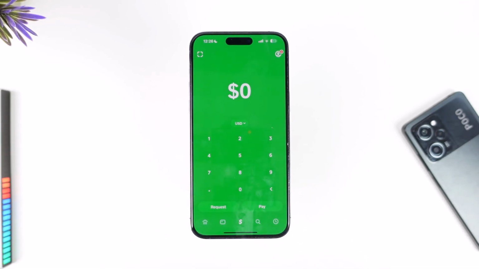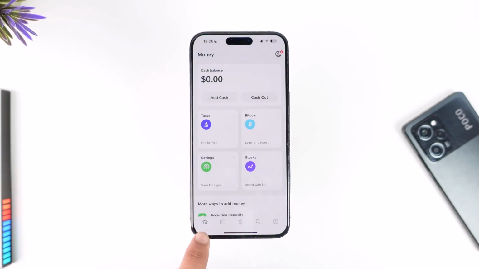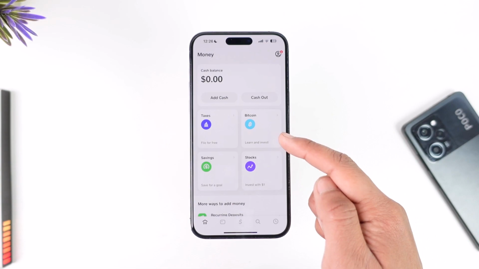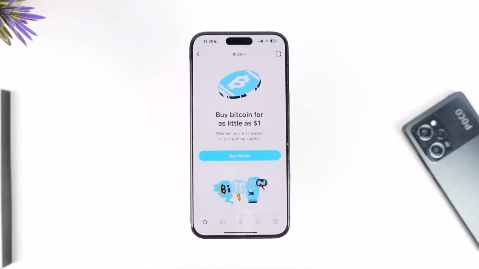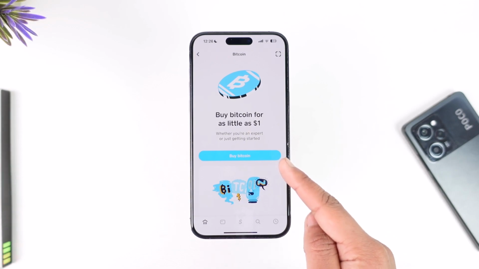At the home page, you will see this type of interface where you can just come to the home tab like this and you will see this. Now over here, you'll find the option called Bitcoin. Tap on Bitcoin. Now in my case, I don't have Bitcoin, so that I want to sell it. That's why I'm seeing the option called buy Bitcoin.